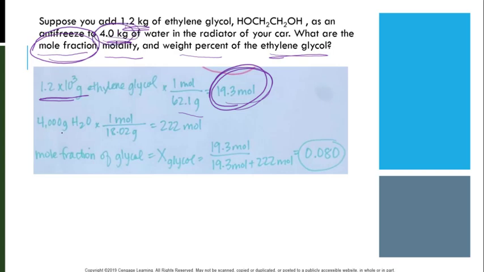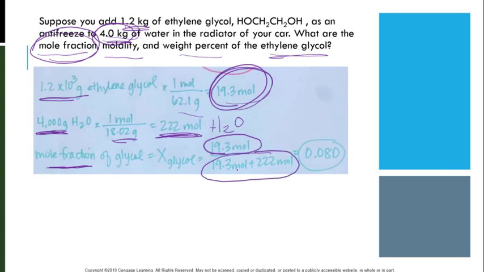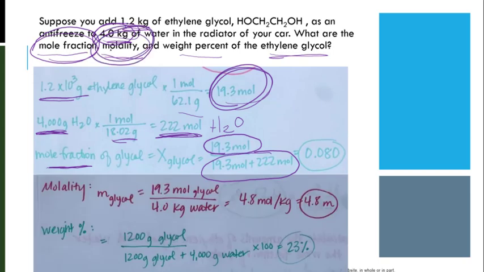I have 4 kilograms of water, which is 4,000 grams. So I went grams to moles. That's my moles of water. Let's add both of those up to find my mole fraction of glycol. I'm going to take my moles of glycol divided by moles of both of them added together, and I got 0.080. To find the molality, remember, is moles divided by kilograms. So to find that for glycol, I took the moles of glycol divided by kilograms of water. I got 4.8 little m, or you can say 4.8 moles per kilogram.